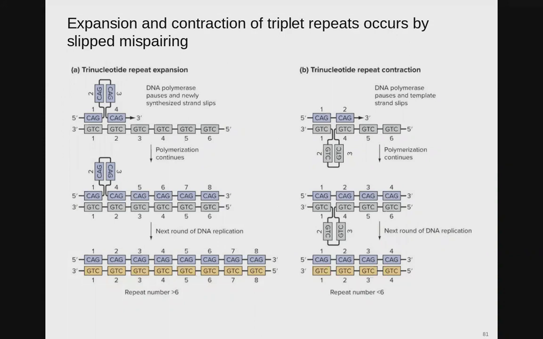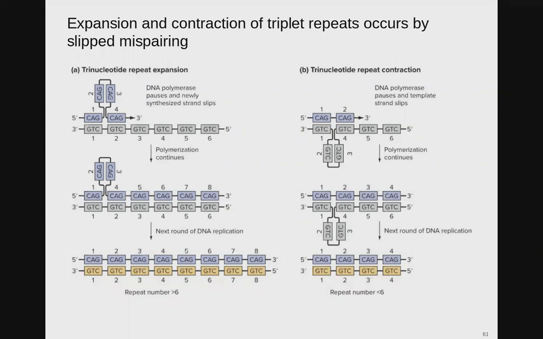Now, trinucleotide repeat expansion, or contraction in this case: DNA polymerase essentially pauses, and the newly synthesized strand slips. So essentially, it gets caught up on this repeat region. Then it's hard to read. If you were reading a book and it was just the same words over and over again, it would be really hard after a while. That's kind of what's happening here. And as you have this slip, it essentially builds up over time.